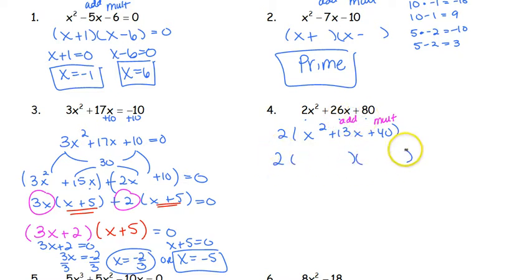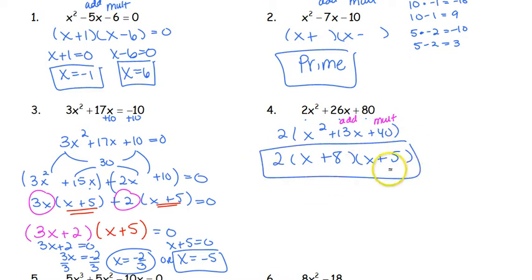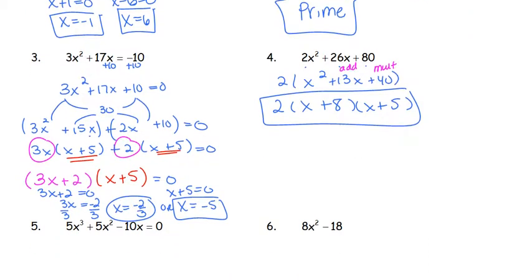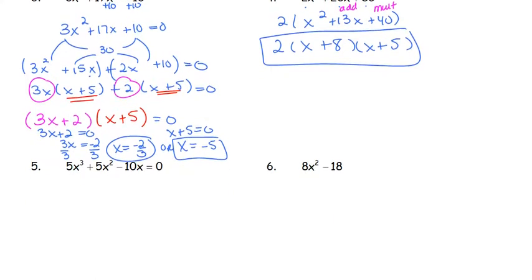So I set up my pieces. I have a sum and a product that are both positive. That means both my numbers are positive. Two numbers that multiply to 40 and add to 13. Think, think, think. 8 and 5. 8 times 5 is 40. 8 plus 5 is 13. We're not solving, so we're going to stop there. You will lose points if you keep going, so you've got to know the difference of when you should factor and stop or factor and solve.